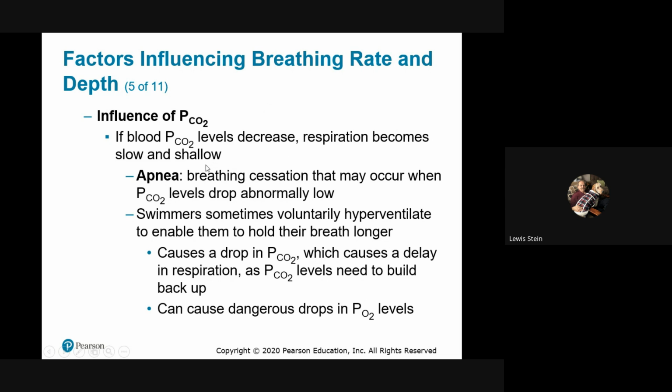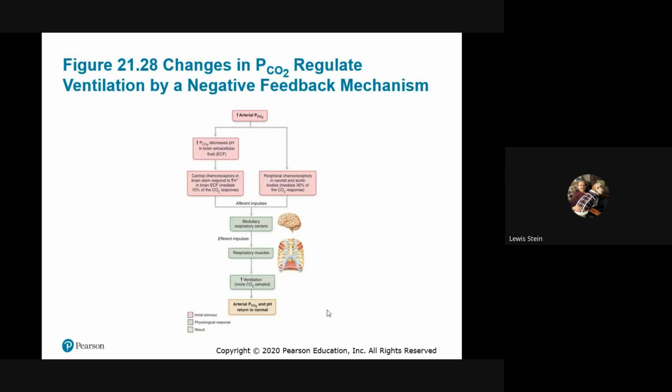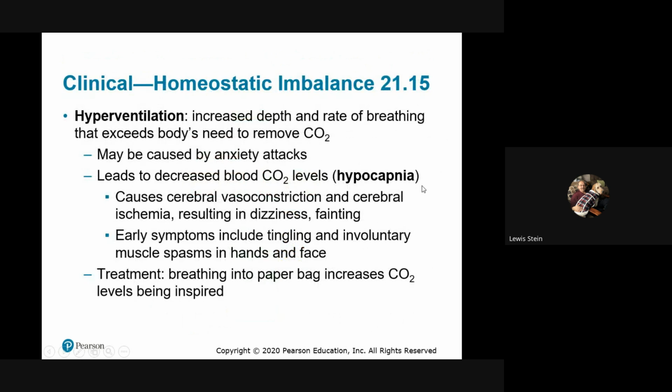Okay, and if blood PCO2 levels decrease, respiration becomes slow and shallow, apnea, a breathing sensation that may occur with normally low levels, and here's the hyperventilation. And again, I don't know what the modern swimming science is with regard to this, I really don't. I'm just giving you some ideas, looking at these things historically.